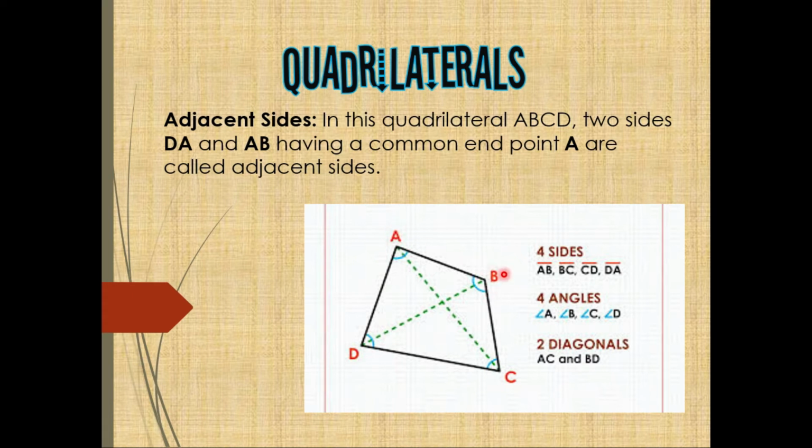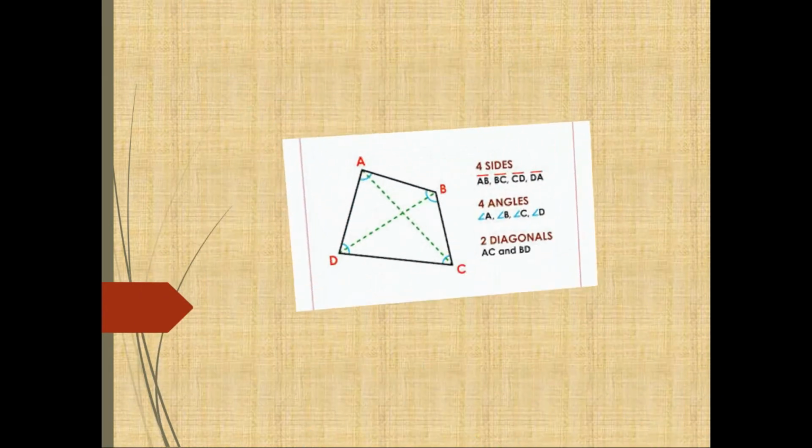Similarly, if we take point B, AB and BC are adjacent to each other because they share a common endpoint B. Similarly, D is a common point of AD and DC, so AD and DC are also adjacent sides. So there are four pairs of adjacent sides in each quadrilateral.